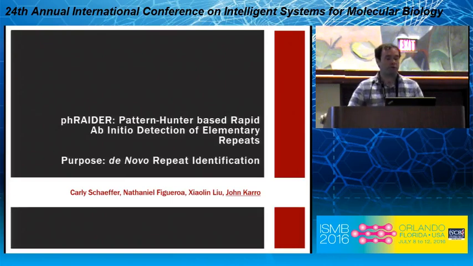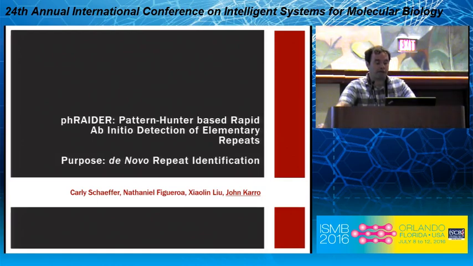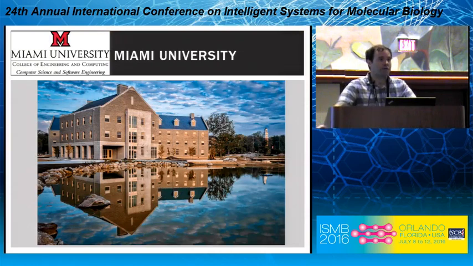I'm going to be talking about a tool that we're developing called phRAIDER, standing for Pattern Hunter-Based Rapid Ab Initio Detection of Elementary Repeats, which is basically, in short, for de novo repeat identification. This is joint work between some of my master's students, Carly Schaefer, Nathan Figueroa, Zhao Liu, and then I am faculty at Miami University. That, however, is a little bit misleading.